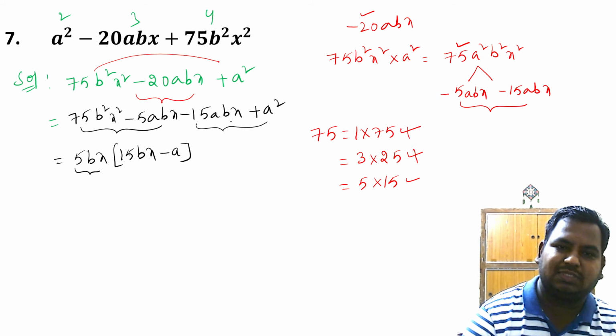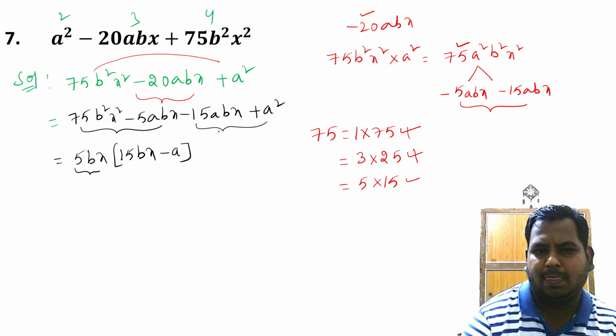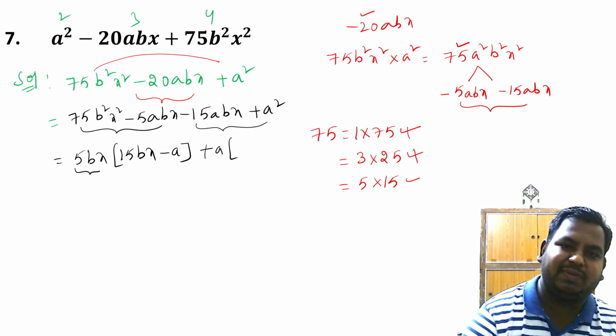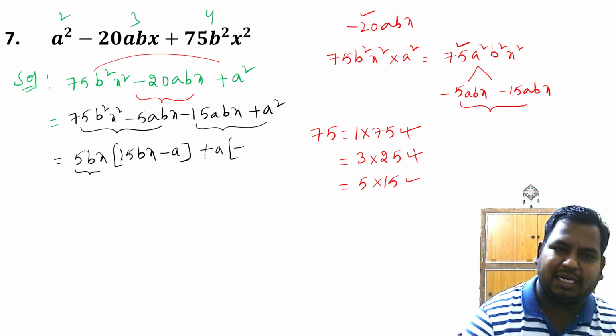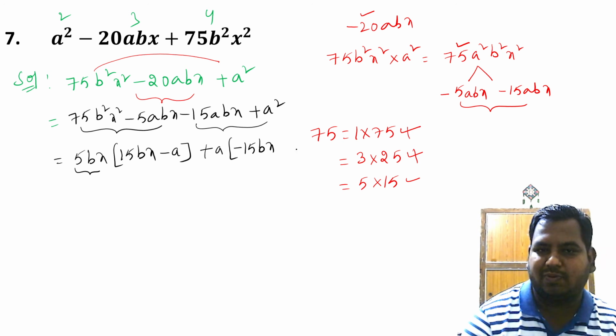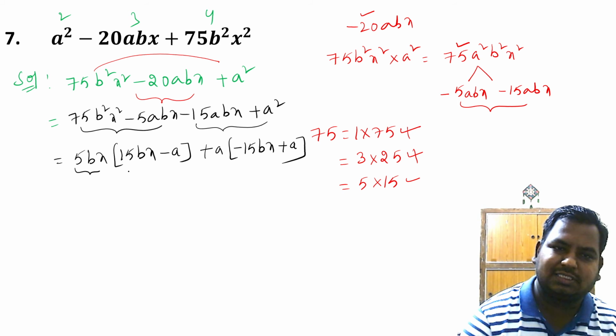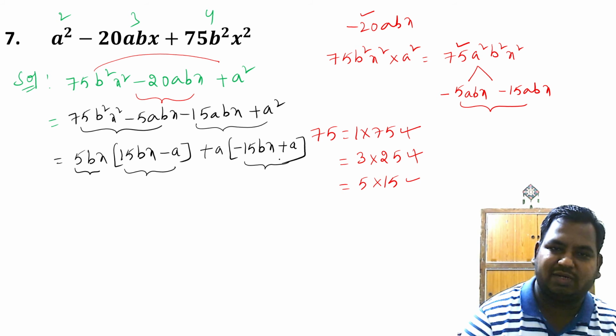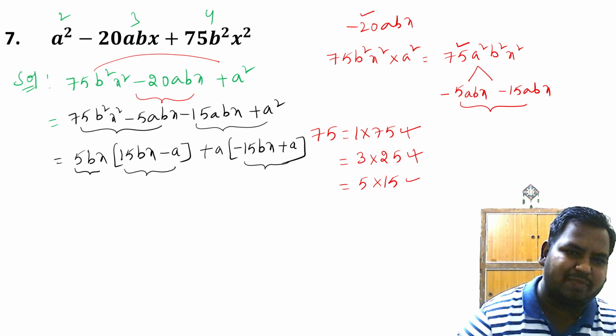From the last two terms, I can take only a common. If I take a common, a into what is minus 15abx? It's minus 15bx. a into what is a squared? It's plus a. In the first term we have 15bx minus a, and in the second term we have minus 15bx plus a. So the problem is with the minus sign.